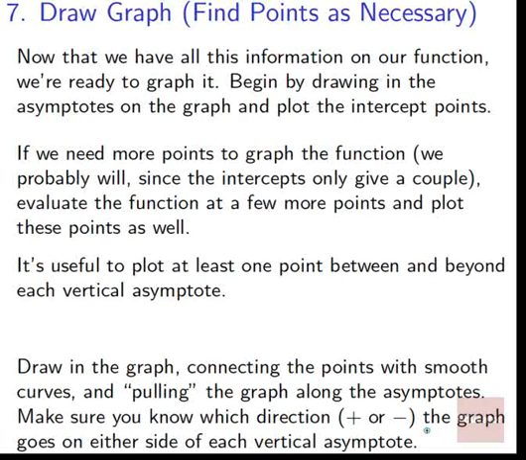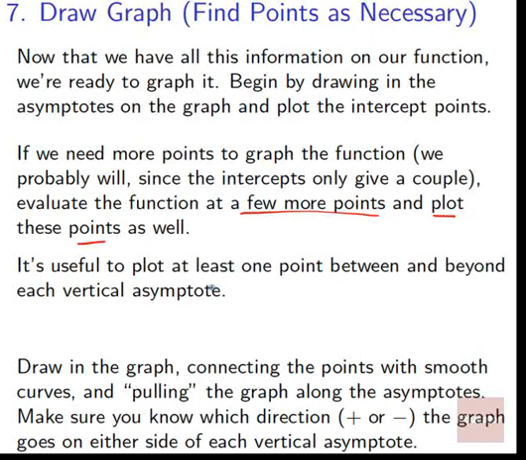Final thing, draw the graph. Now that we have all this information on our function, we're ready to graph it. Begin by drawing in the asymptotes on the graph and plot the intercept points. If we need more points to graph the function, and we're probably going to need more points since there are only a couple things that come out of the intercepts, evaluate the function at a few more points as you need and plot those points as well. So plot those extra points, and then at that point you can start drawing in curves.